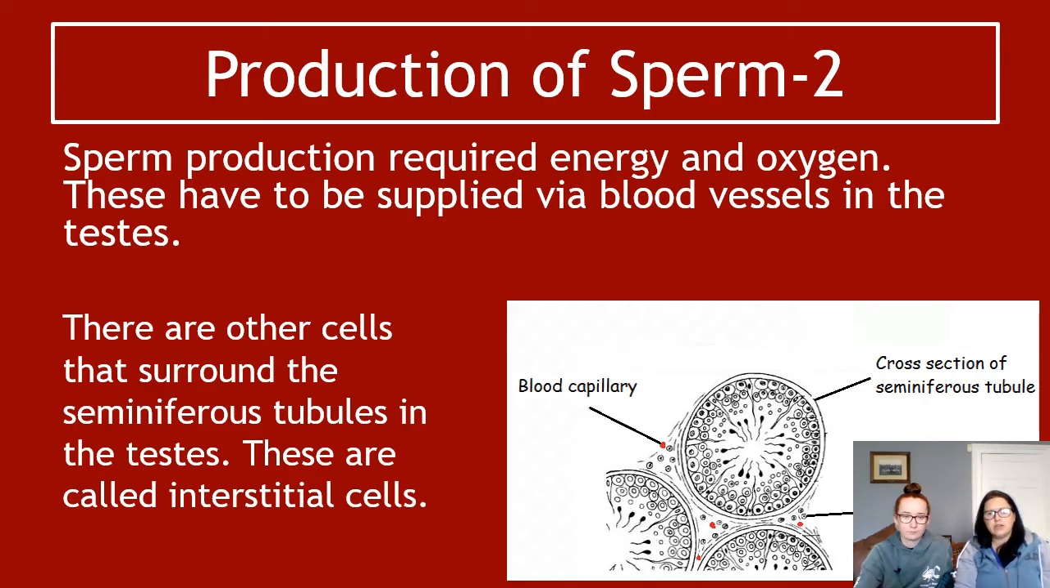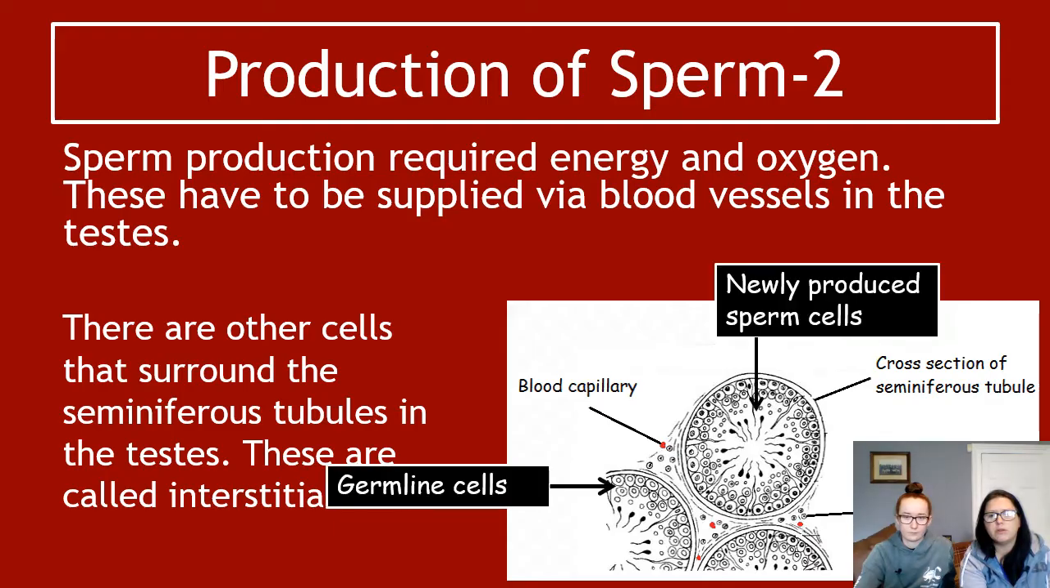There are also other cells that surround the seminiferous tubule. I'm going to bring our image down for a second. So the ones that are not red are called interstitial cells, and we're about to have a look at their role just now. Oh, there we go. Germline cells and newly produced sperm cells.